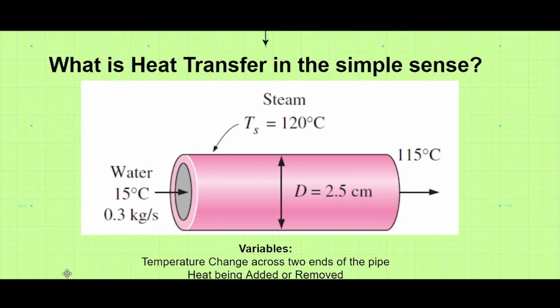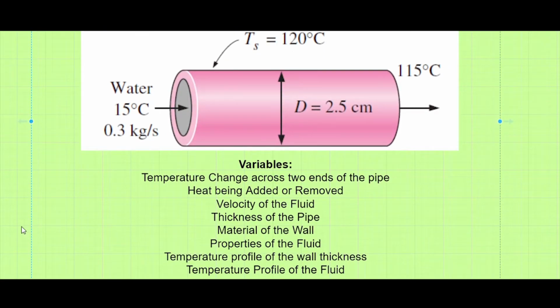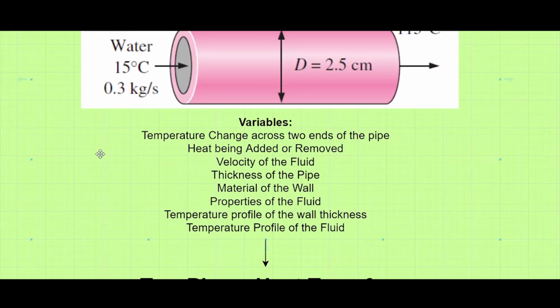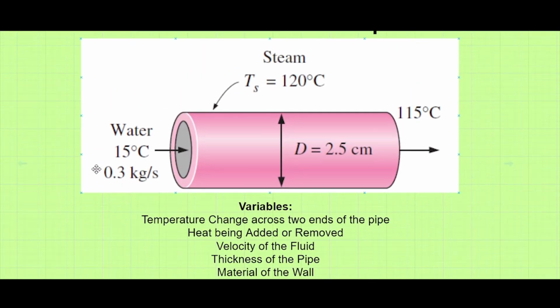For a problem of heat transfer, we have to be able to relate the following parameters to each other: the temperature difference across the two ends of the pipe, the heat flux from the outside, the velocity of the fluid, the thickness and the material of the wall, the properties of the fluid moving through, and be aware of the temperature profile throughout the thickness of the wall as well as the temperature profile in the fluid. This is what we already know how to do in basic heat transfer courses.